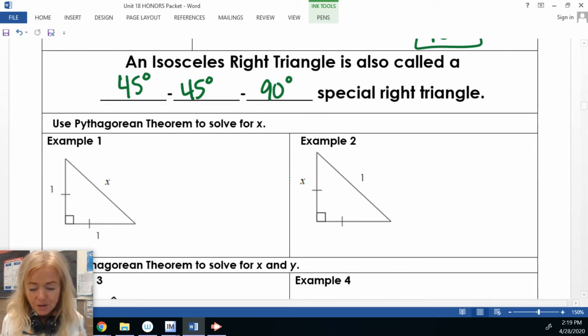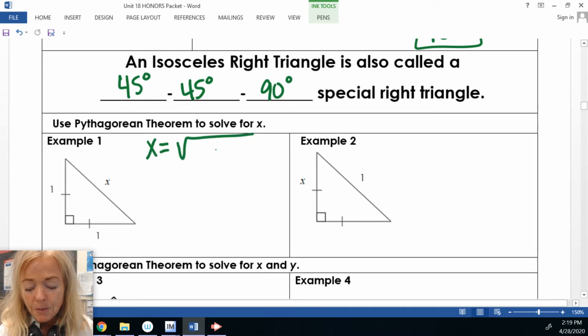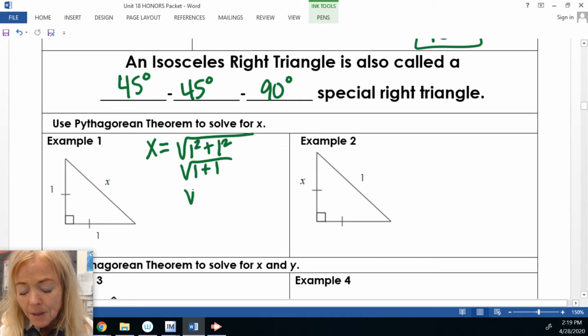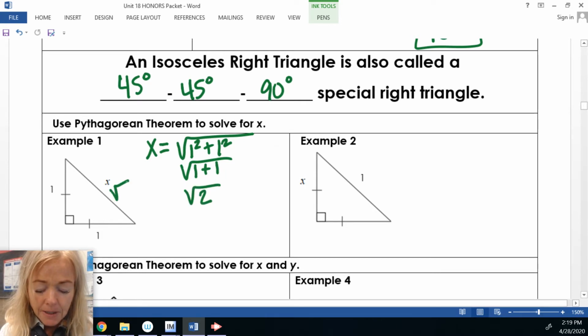So if you're using the Pythagorean theorem to solve for x, we have two legs that are 1 and 1. So x is going to equal the square root of 1 squared plus 1 squared, right? Sum of the legs squared. And under the radical, 1 squared is 1, so we have radical 2. So x is radical 2.